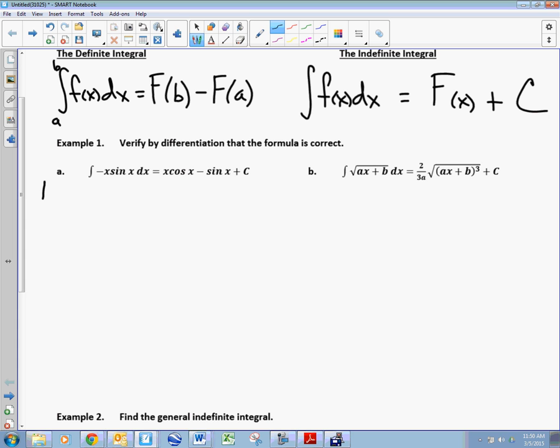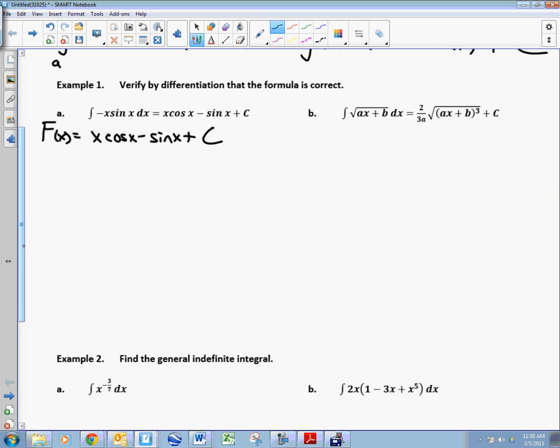So they're saying that big F of x is equal to x cosine of x minus sine of x plus c. What we want to do is find the derivative. The derivative of big F is little f. What do we have to do in order to find the derivative of x cosine of x? We have to use the product rule. The derivative of x is 1 times cosine of x, plus, so minus sine of x times x. So minus x sine of x.